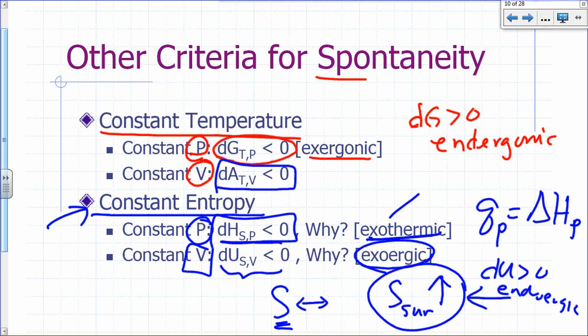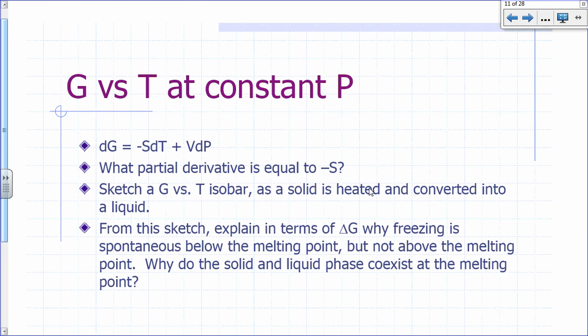So spontaneous processes at constant temperature are exergonic, or, I don't think there's a term for a negative delta A. And for a constant entropy, it's either exothermic if the pressure is constant, and it's exoergic if the volume is constant. All right.